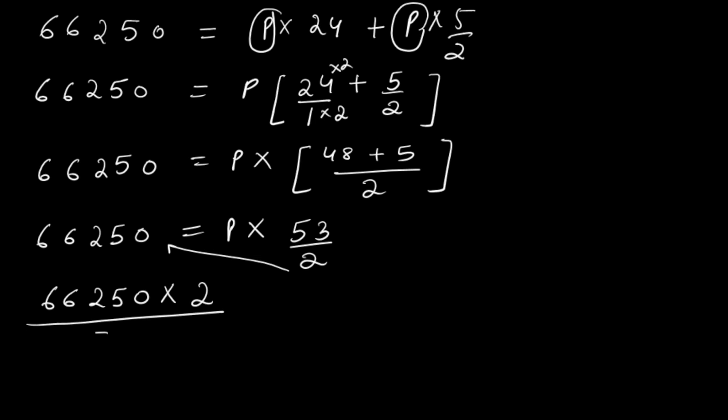When we shift 53 to the other side, it will get divided. So I is equal to P. Now we can do cancellation. So 53, we just have to check here. Like this we can check 53.